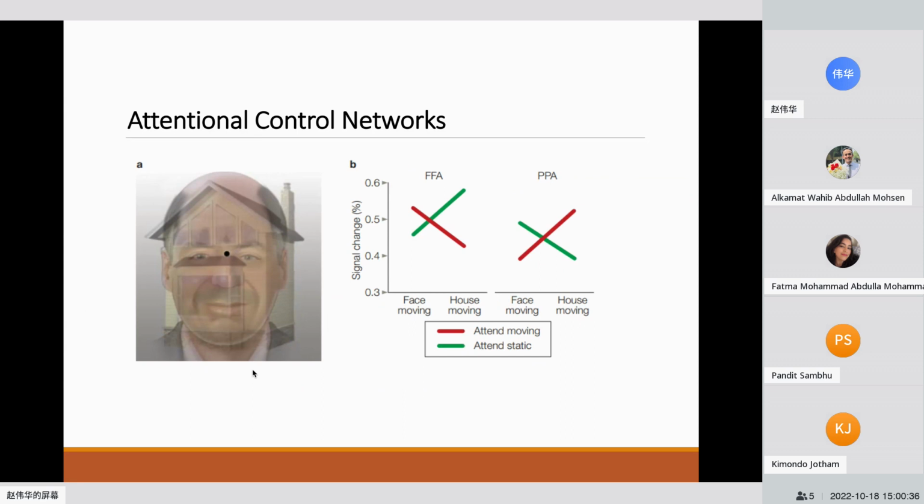This experiment is very interesting about this change. Attention will modulate the object representation in our brain. The researchers using this kind of stimuli superimposed transparent images of faces and horses so that they occupied the same region of space. So it's overlapped, but it's two different objects. One is a face, the other one is a horse.